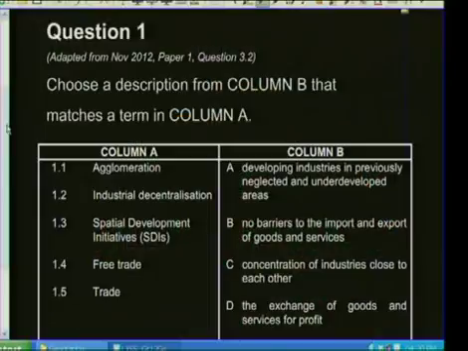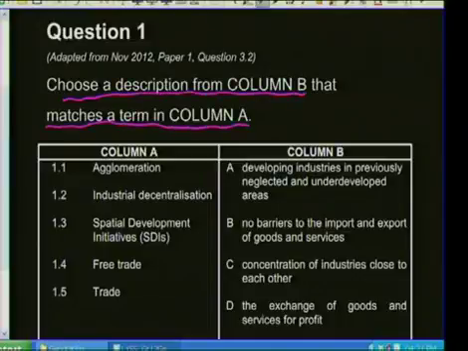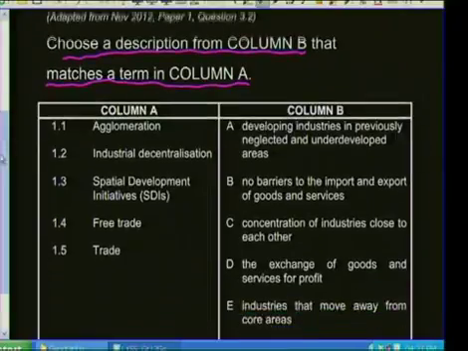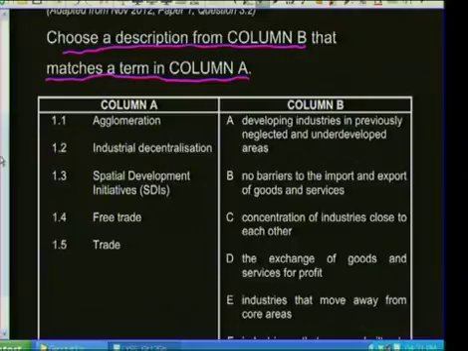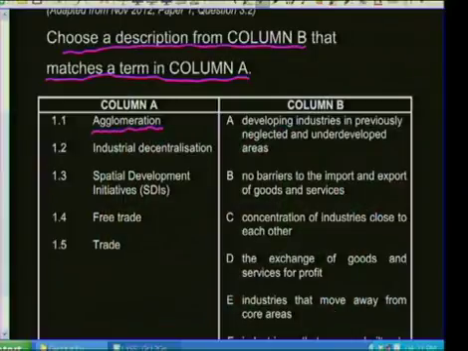If we look at question 1 here, it says, choose a description from column B that matches a term in column A. Now, many people spend time just quickly looking at this and looking at the options. And again, your knowing your concepts and knowing how to apply your concepts comes in. For instance, agglomeration. It's like bringing things together.